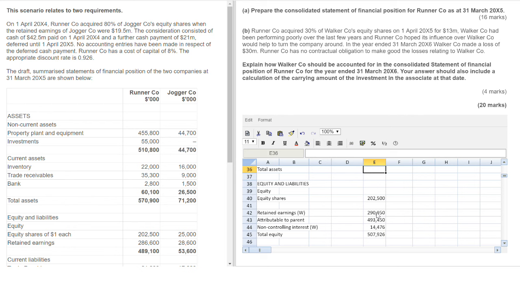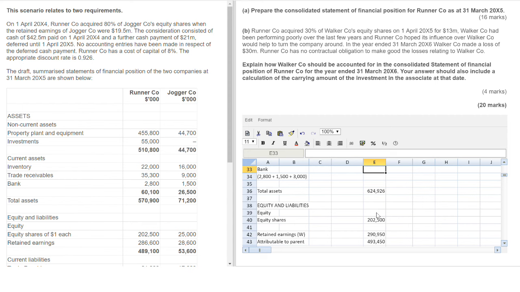What are the total assets? Couldn't care less, really. 624,926. If it doesn't tally up to 624,926, I certainly am not going to lose any sleep, because it doesn't matter if it balances or not. It would be nice if it did, but it doesn't matter. You get marked on a line-by-line basis.